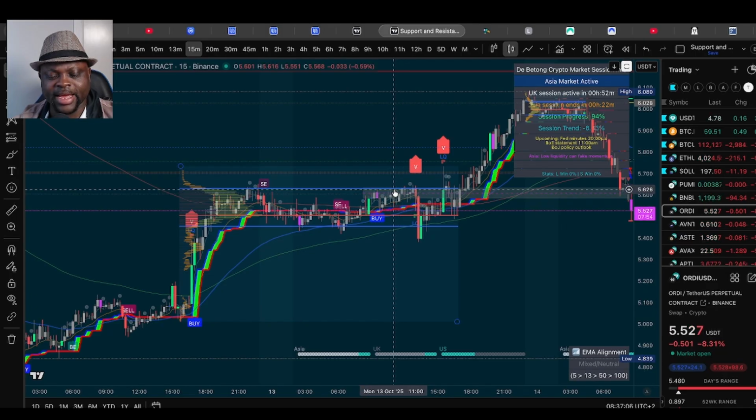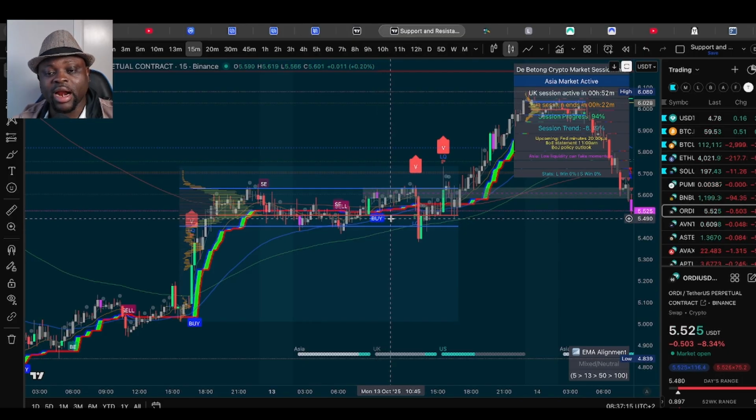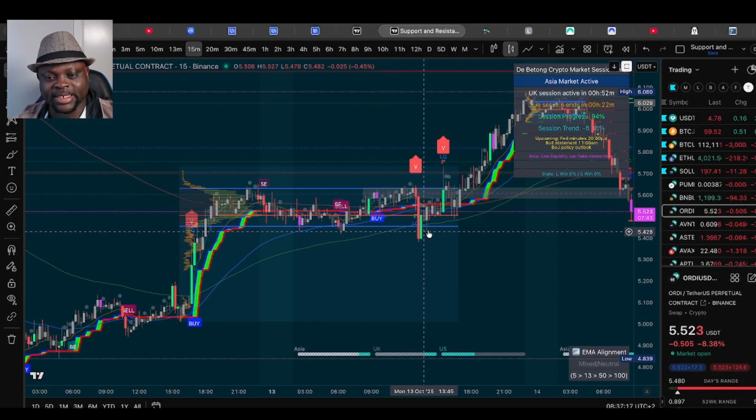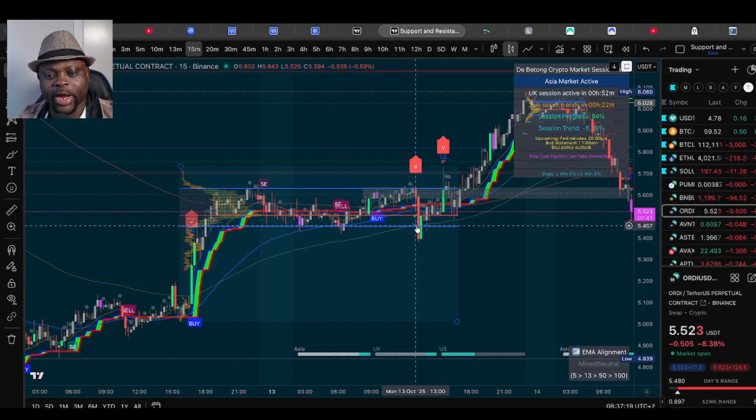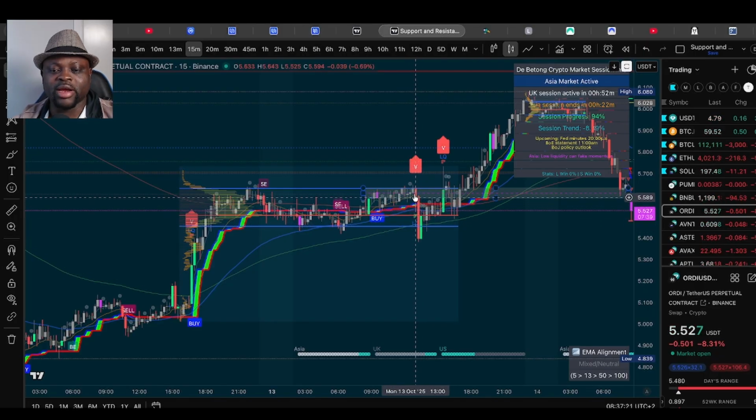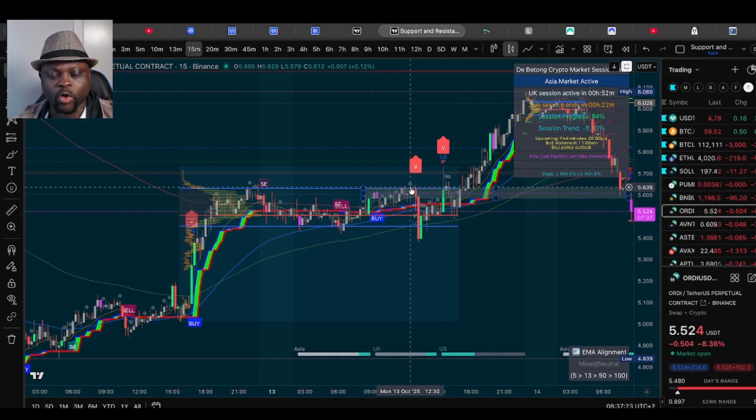So I marked the volume profile from the bottom of the move the previous day to where price was around this area here. So it gave me a range, the value area high, the value area low, and the POC. The value area low usually is the area where you look for a buy, and the value area high is the area where you look for a sell.